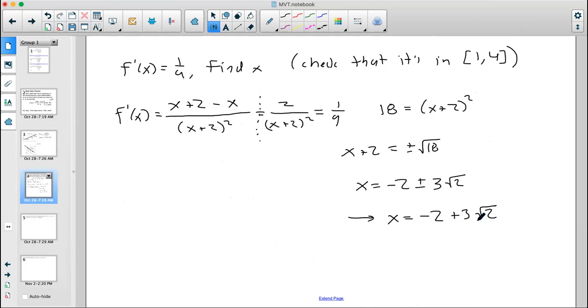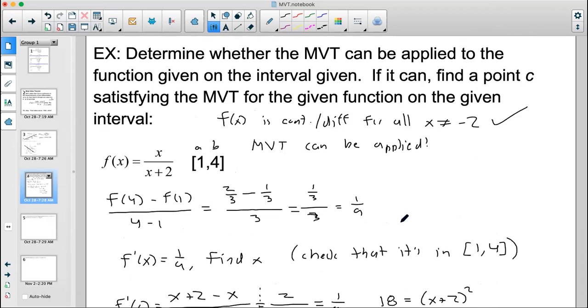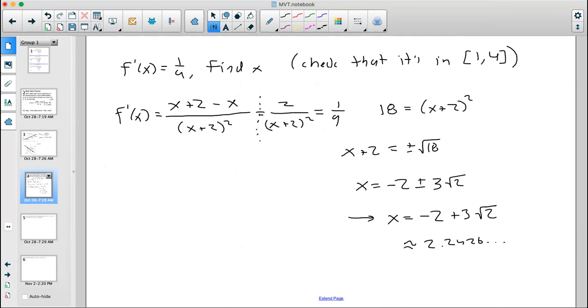And you may not know what this is, but it's got to be between 1 and 4 because the mean value theorem promises that it will be. If I punch in my calculator -2 plus 3 root 2, I get something about 2.426, a bunch of other stuff. So this is in my interval between 1 and 4, and it says find a point c satisfying the mean value theorem. This is the answer.